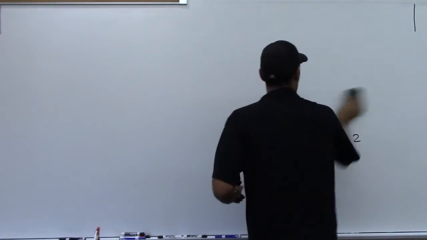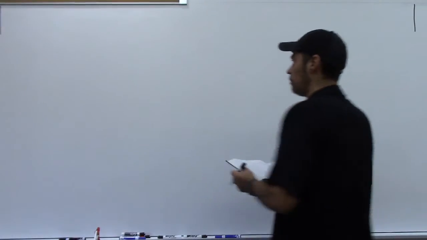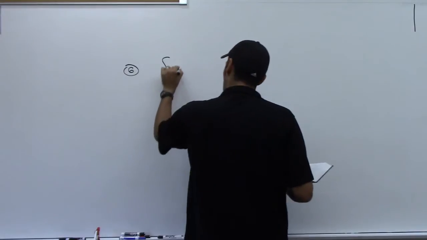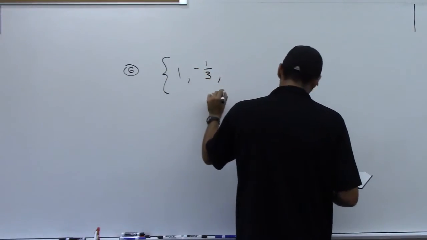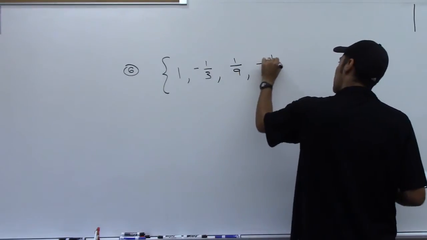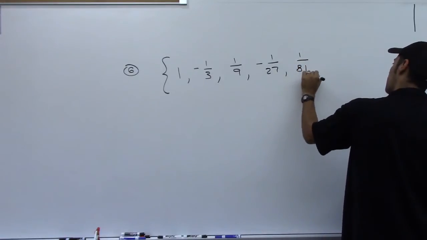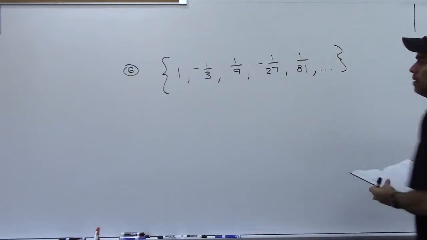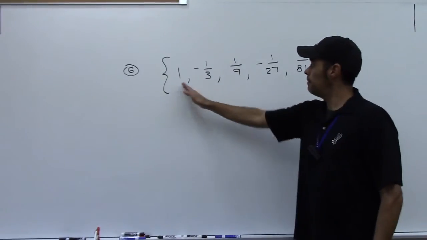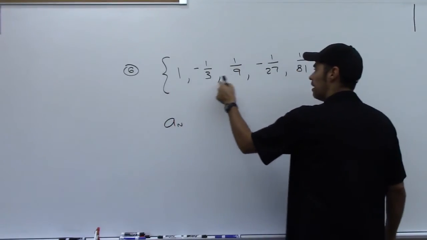Let's look at number 6. So for number 6, we have the sequence 1, -1/3, 1/9, -1/27, 1 over 81, and so on. So I'm looking at these fractions, I'm getting an alternating sequence again, and it's a little different. This time I need to start with a positive, then go negative, then positive, then negative.